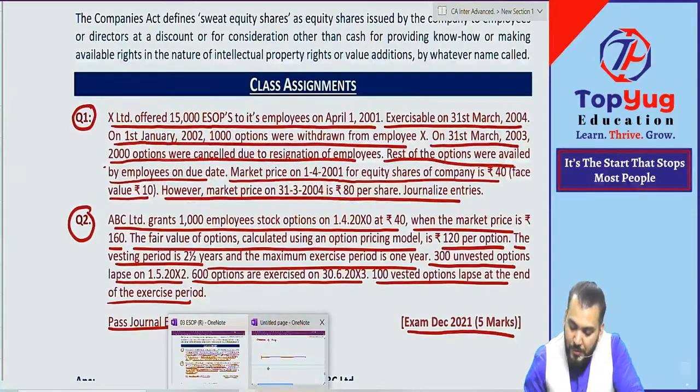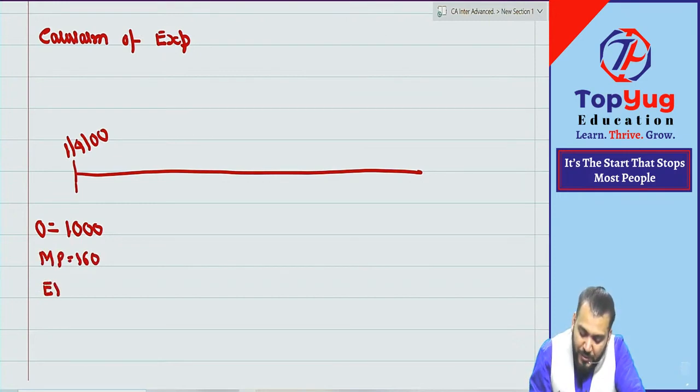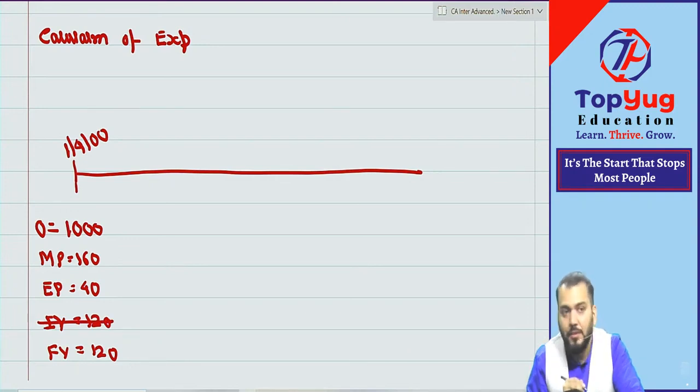So the grant day is 1 for 2000. First write down how many options were granted. 1000. What is the market price? 160. What is the exercise price? What is the intrinsic value? What is the fair value? However, whenever fair value is given, this is not at all relevant. This can be different also. Therefore, I am going as per concepts.